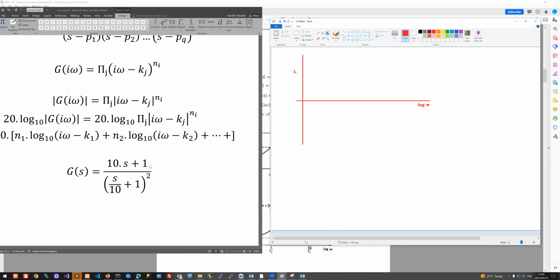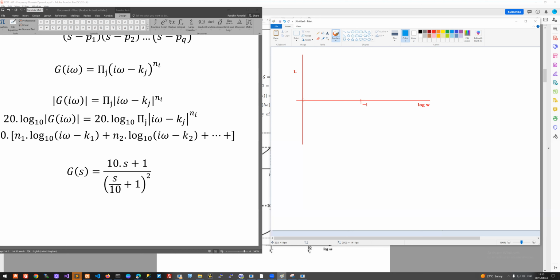Okay, so for this part, the crossover frequency is going to be 1/10, right? So that's going to be, let's say it's here, 1/10, so 0.1. And of course, that's log of 0.1, so this is going to be a -1. And this is in the numerator, so n is a +1. So it's going to give us the first order lead. So this piece looks like this.